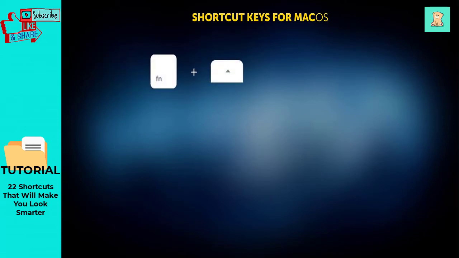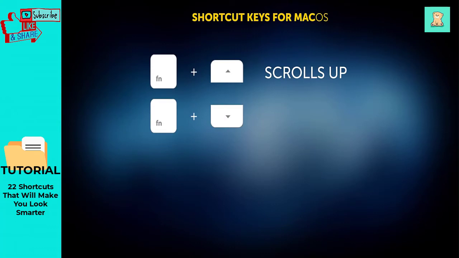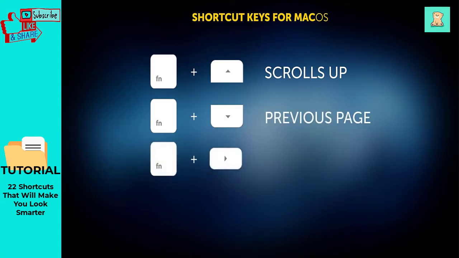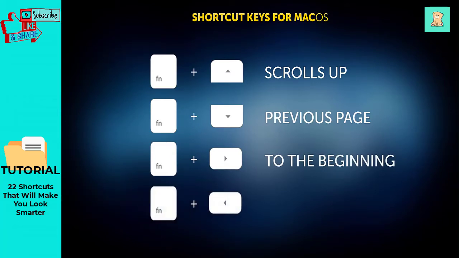Function plus the up arrow scrolls up one page. Function plus the down arrow allows you to get back to the previous page. Function plus the right arrow will take you to the beginning of the document, and function plus the left arrow will what? Yeah, send you to the end of the document.